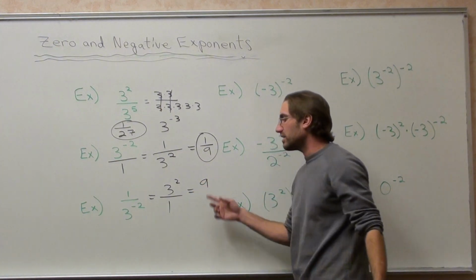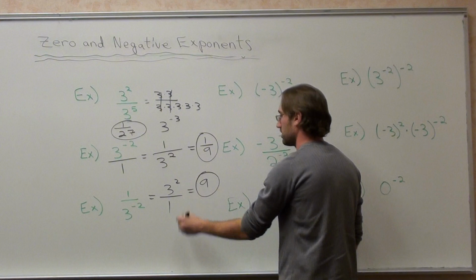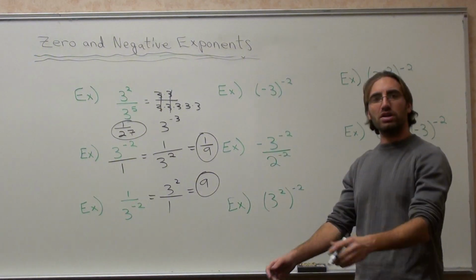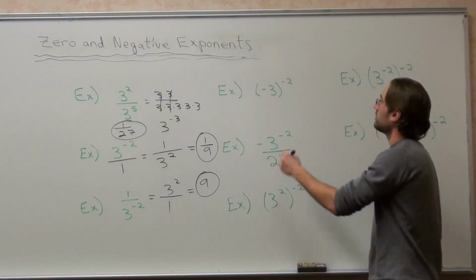3 squared is 9, 9 over 1. You don't need 9 over 1. 9 is perfectly fine. That's it. That's all you do. Now let's use some variations of it.